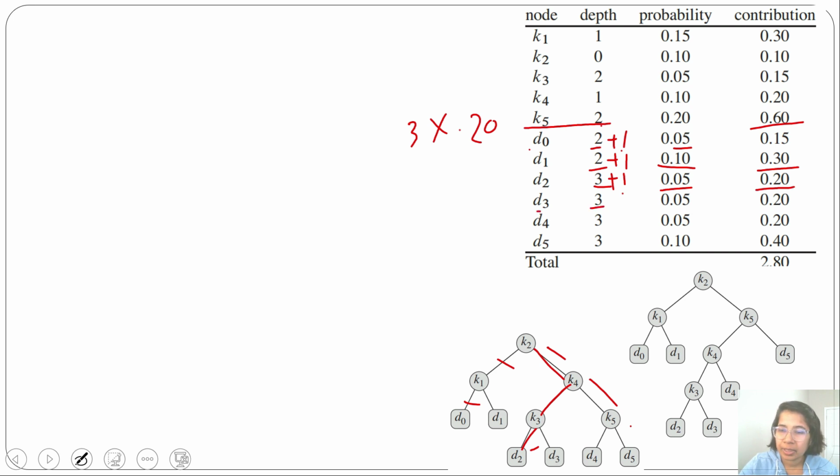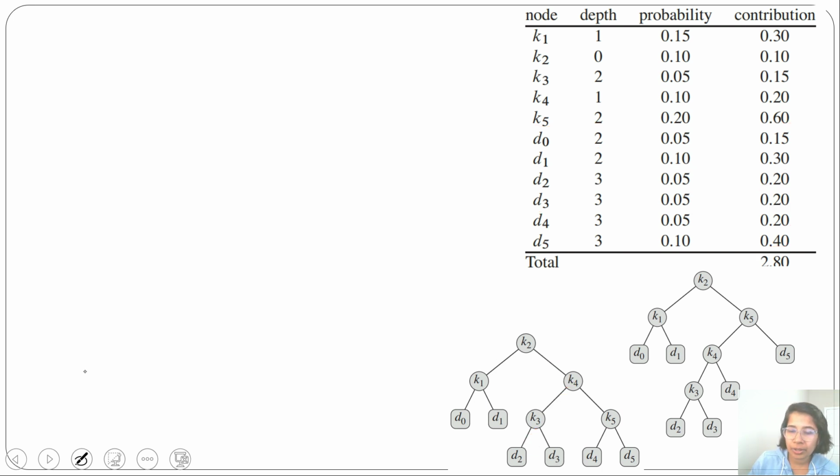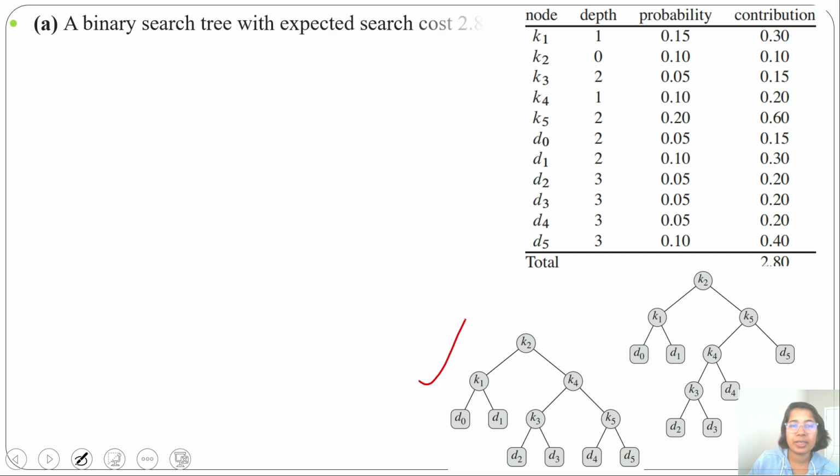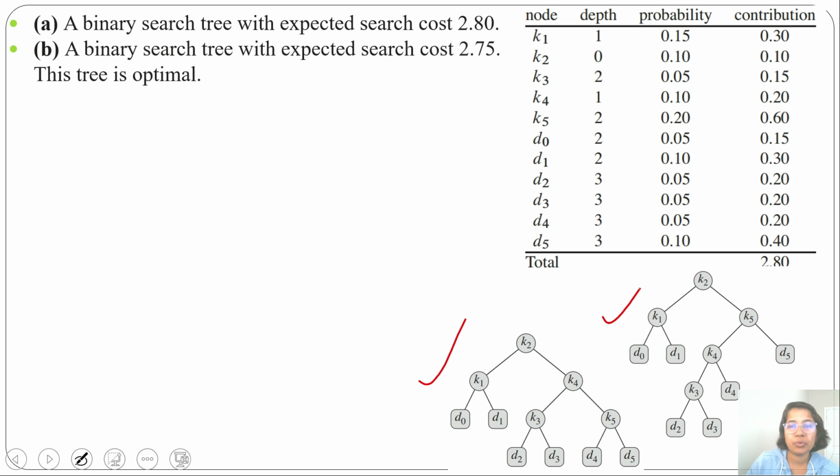D3 is at depth 3, or you can say level 4. 4 multiplied by 0.05, it's 0.20. Then D4, so 4 multiplied by 0.05, it's 0.20. D5 at depth 3, 4 multiplied by 0.10, it's 0.40. So after addition we are getting 2.80. So the expected search cost for the first binary search tree is 2.80. If we find it for the second binary search tree, it's 2.75, and this is the optimal.